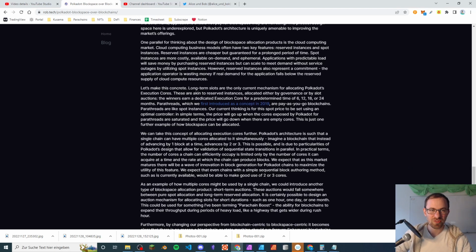One parallel for thinking about the design of block space allocation products is the cloud computing market. Cloud computing business models often have two key features: reserved instances and spot instances. Reserved instances are cheaper but guaranteed for a prolonged period of time. So this basically means a computer that is just reserved for you.